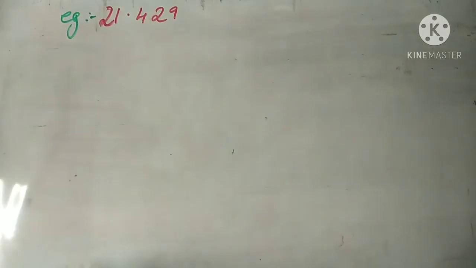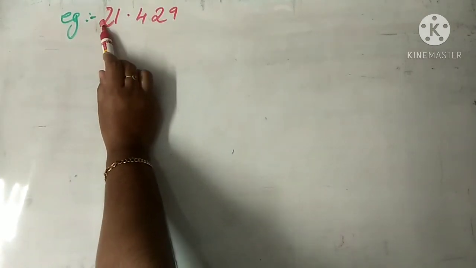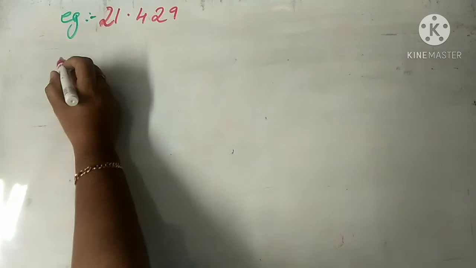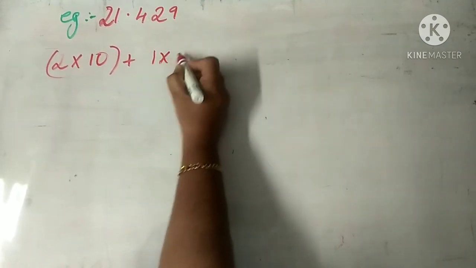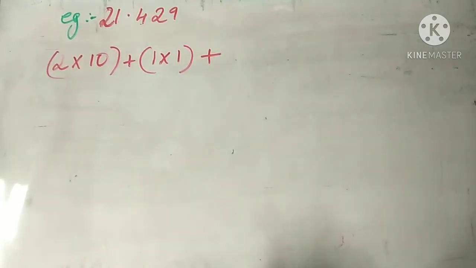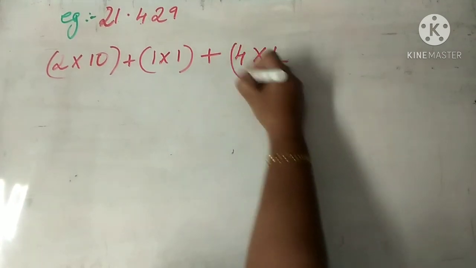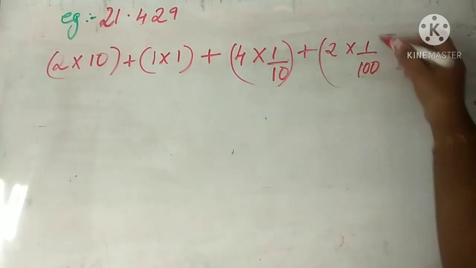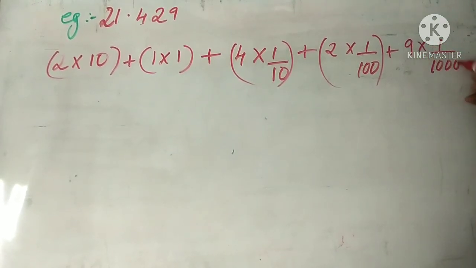Now let us split this number without drawing the place value. Now let's see the place value. Before the decimal point it comes as ones, tens, and after the decimal point it comes like tenth, hundredth and thousandth. So 2 is in tens place, so we can write 2 into 10 plus 1 is in ones place. So we write 1 into 1 plus 4 is in 10th place. After the decimal point place value comes like 10th, 100th and 1000th. So 4 is in 10th place, so 4 into 1 by 10 plus 2 is in 100th place. So 2 into 1 by 100 plus 9 is in 1000th place. So 9 into 1 by 1000.